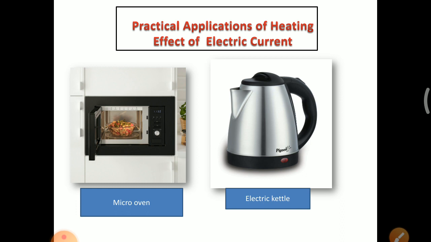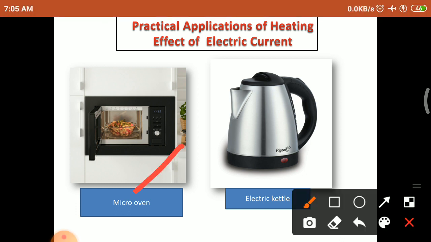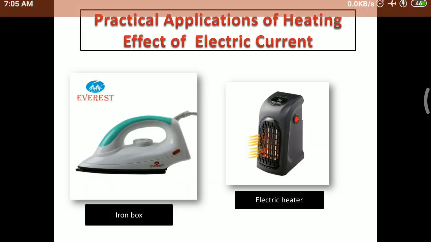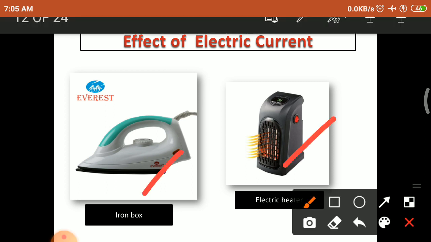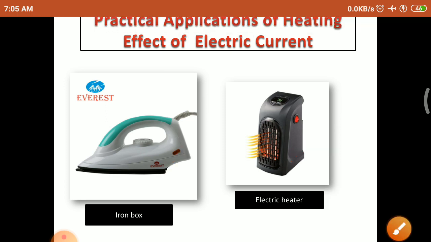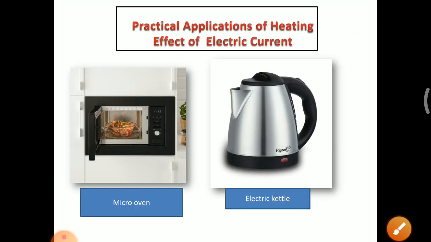So we have many practical applications related to heating effect of electric current, because the micro oven, electric kettle, iron box and electric heater are utilized in the heating effect of electric current. So the heating effect of electric current is utilized in the working of electric heating appliances such as electric iron, electric heater and micro oven and electric kettle.